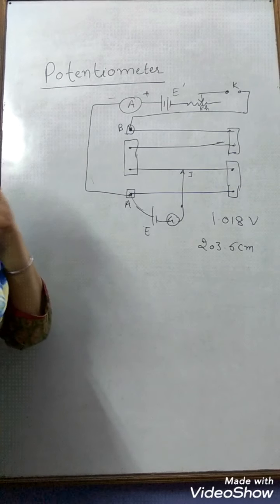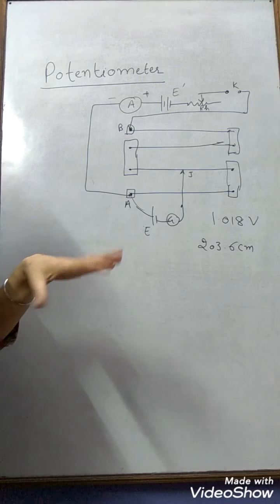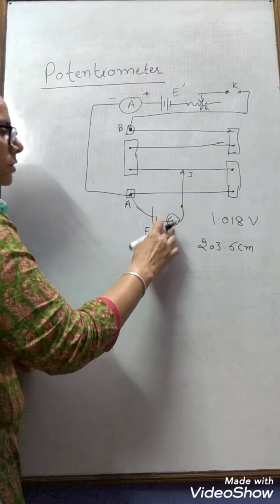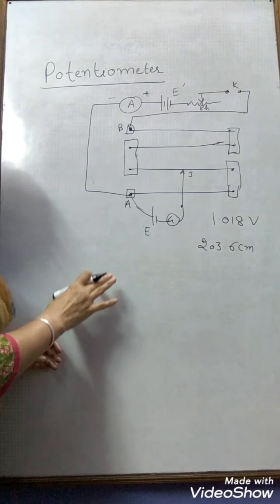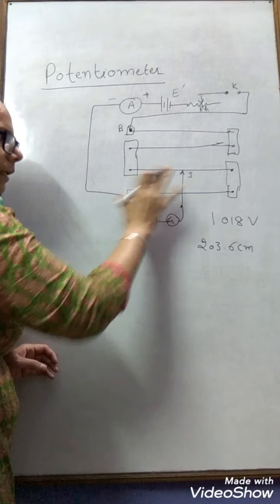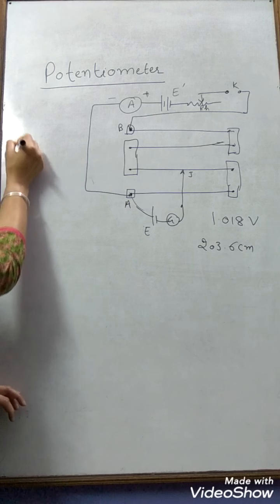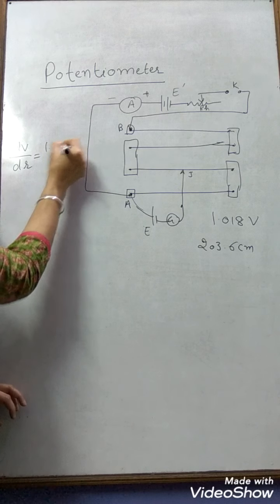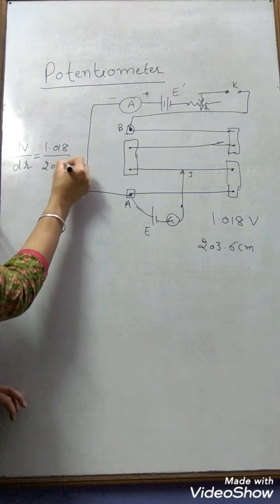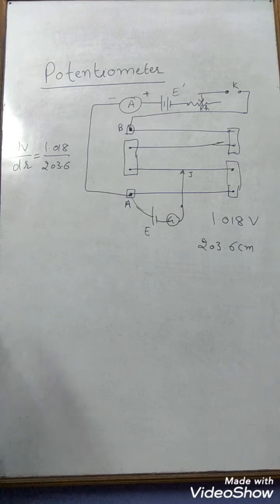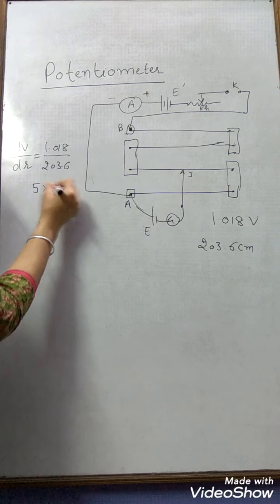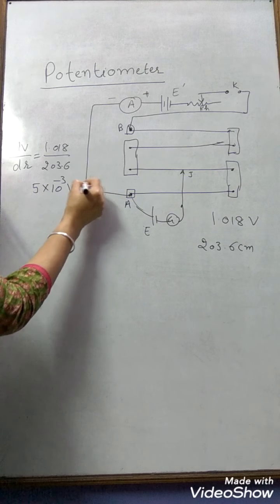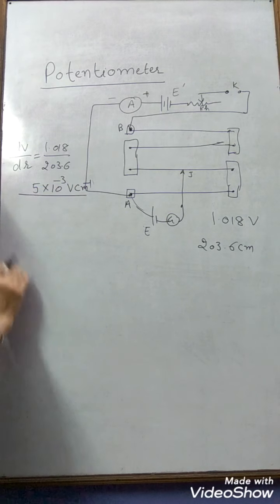Because when we change the rheostat, we change the resistance, which affects the current. When the galvanometer shows zero deflection, keep the current at that value. Now it balances the things. And what we got? The potential gradient of the wire. Potential gradient is divided by this, and the gradient is 5 × 10^-3 volt per centimeter. This is the potential gradient.